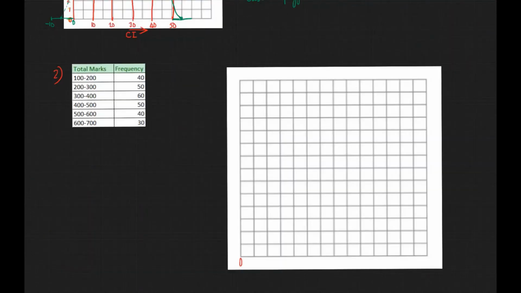Here is a second problem. In this, we have to draw the histogram for total marks and frequency. So here you see that this is your class interval, and the value ranges from 100 to 700. So it's a good idea to consider it as 0 to 800.